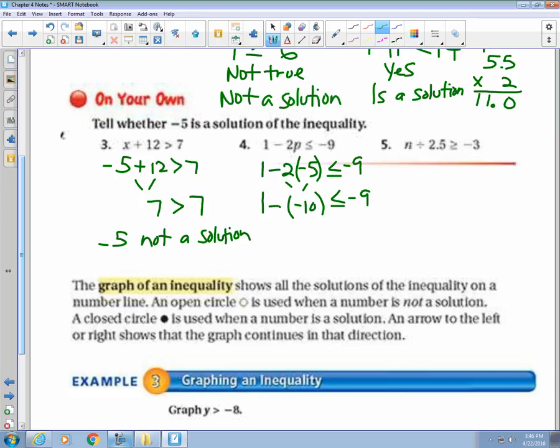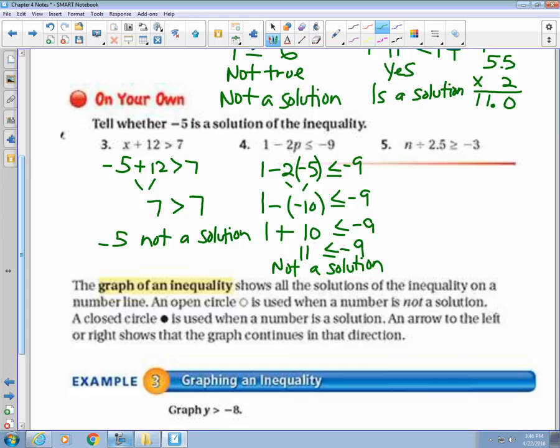And now I've got a keep, change, opposite subtraction situation here because it's not normal. So I'm going to have a 1 plus a positive 10 is less than or equal to negative 9. And 1 plus 10 is 11, less than or equal to negative 9. And 11 is not less than or equal to negative 9, so negative 5 is not a solution to this inequality.